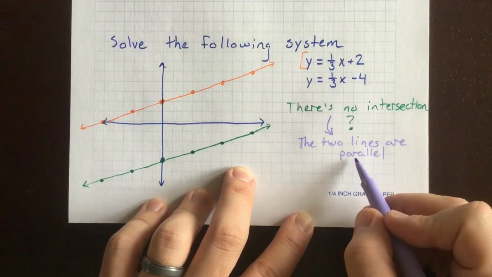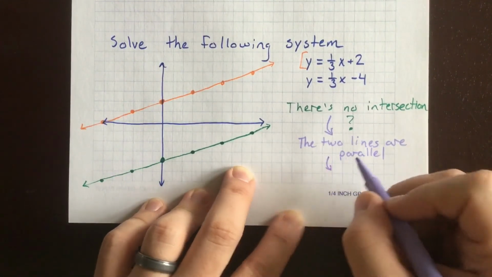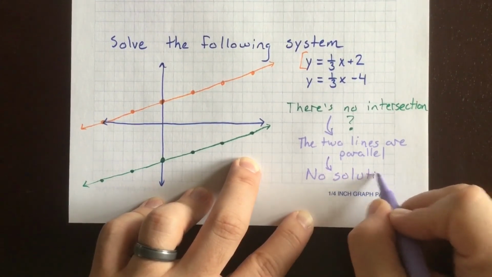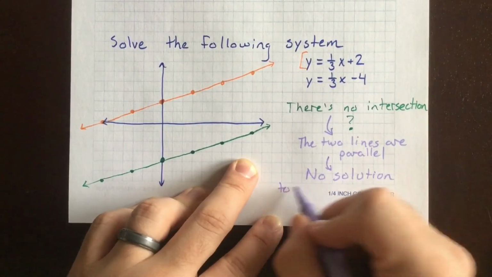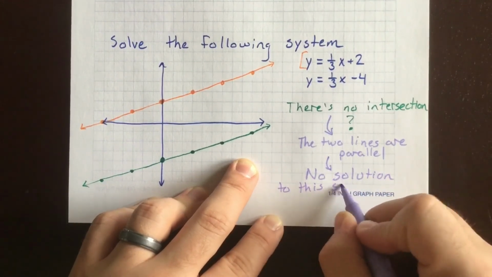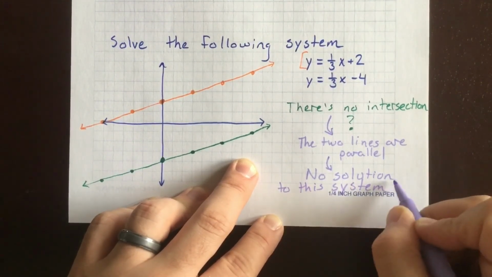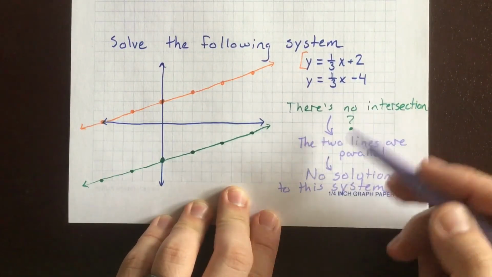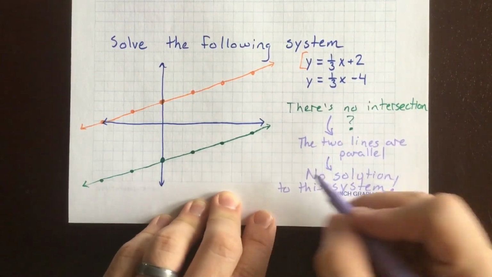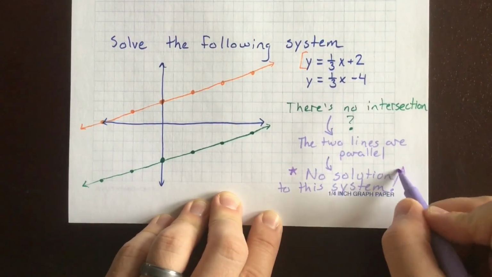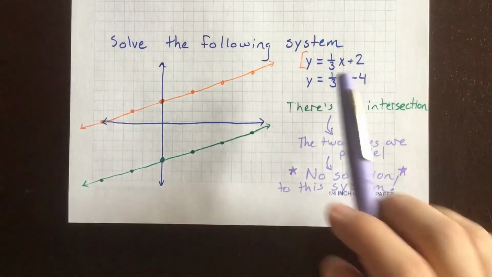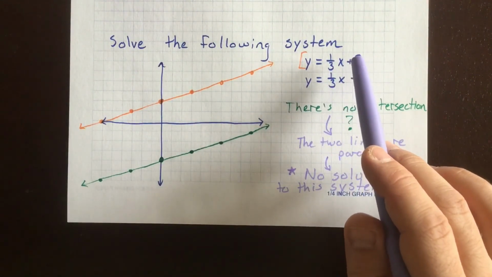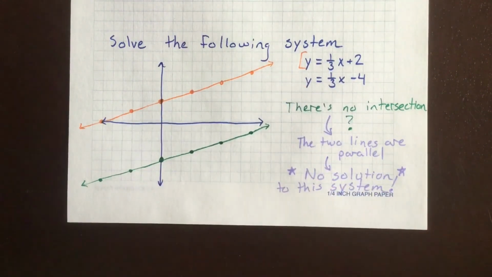So because the two lines are parallel, because there's no intersection, in terms of a solution, there is no solution to this problem, to this system. So no intersection, there's no solution. When the two lines are parallel, there's no solution. There is no x-y coordinate that would satisfy both equations. It might satisfy one, but not both when they're parallel.